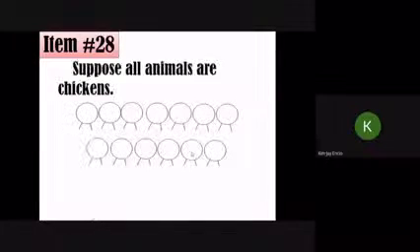So, in my case, I suppose that all animals are chickens. And we know that chickens, normal chickens, have 2 feet each. So if all 13 of them, by the way, these circles represent the animals, and if I assume that all of them are chickens, there are 13 chickens. So that's a total of 2 times 13, right?